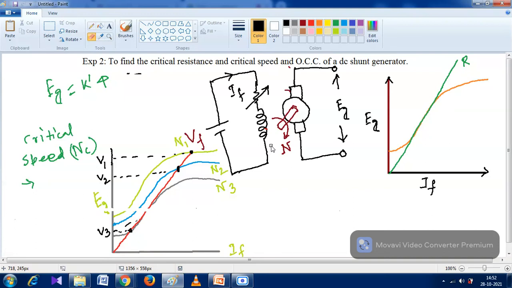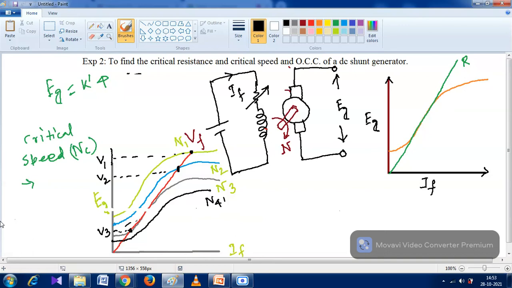In which speed can we say there is no voltage build up in the armature? N3. That means this is the actual speed below which there is no voltage build up. If we draw another OCC curve below that, suppose this is another curve and the speed at that time is N4. You can easily see that there is no voltage build up below the N3 speed. So we can say N3 is the critical speed.